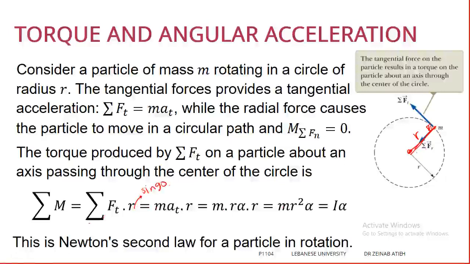So the sum of F tangential is equal to M A tangential. A tangential is equal to R alpha, so it is M R squared alpha, and I'm talking about a particle, so M R squared is I alpha. This is Newton's second law for a particle in rotation. I'm only studying a particle here and not an object, okay? So the sum of moments equals I alpha, where alpha is the angular acceleration, I is the moment of inertia of the particle, and the sum of moments is for all forces acting on my particle.